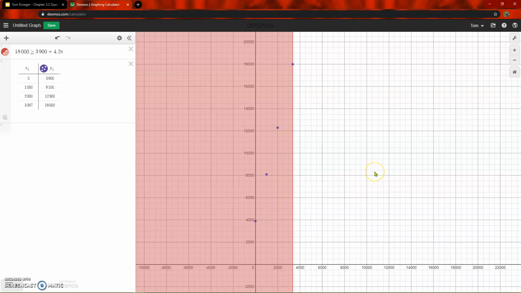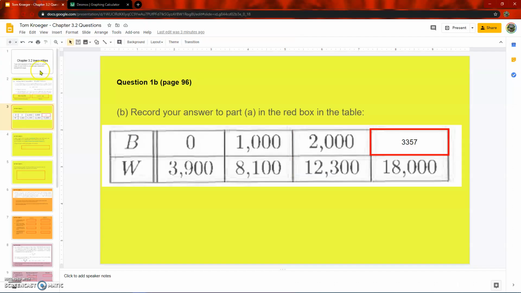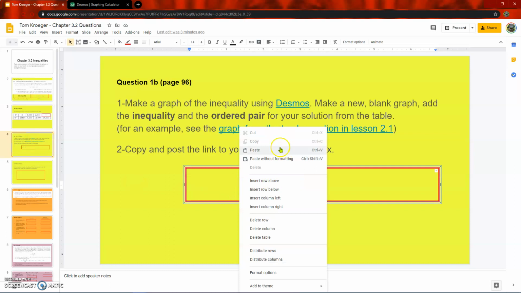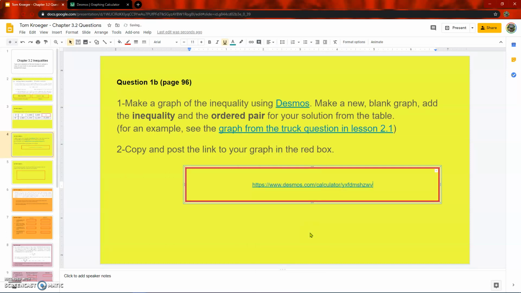We can even adjust it if we need to. But there we go. There's a graph. And then what I would need you to do is save it. We just save it. It'll give us an address. We take that address, we're going to copy it, go back to our document, we're going to paste that link in here. That's what we're going to do for that. All right.